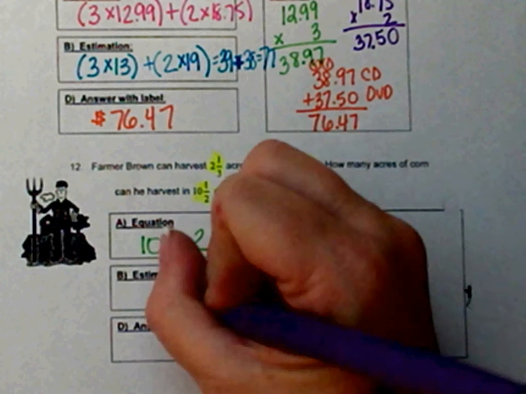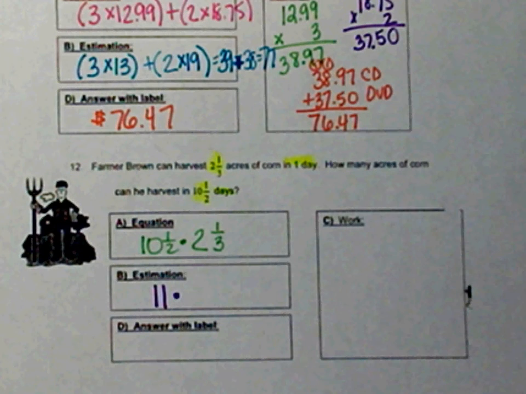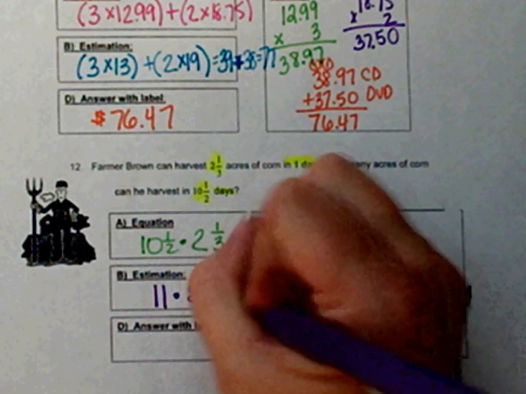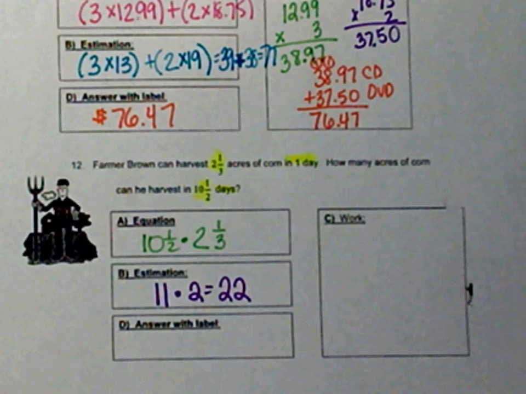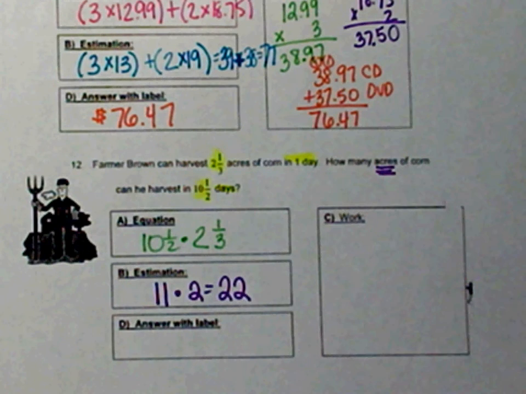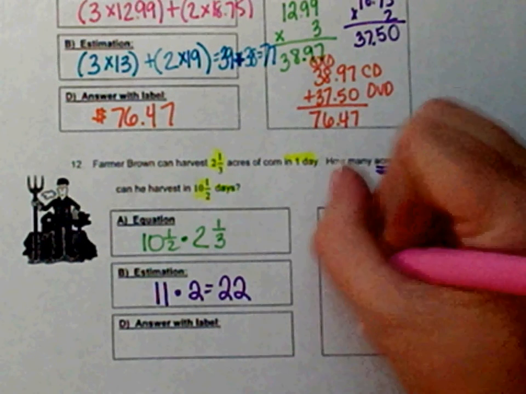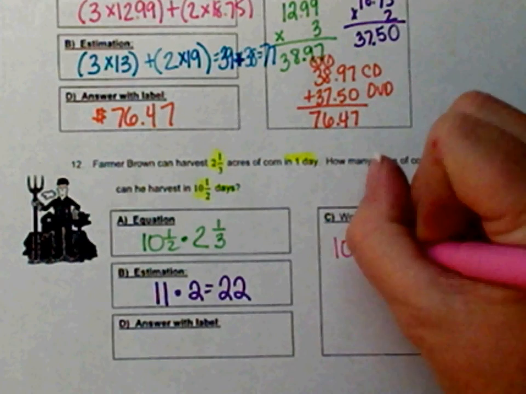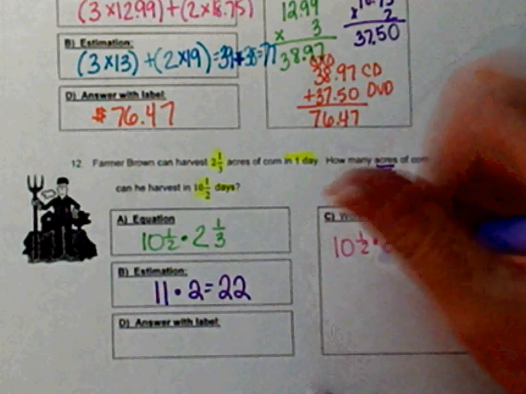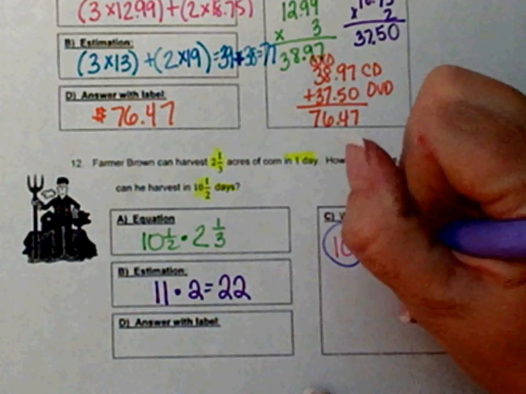Okay, last one, number 12. Farmer Brown can harvest 2 1/3 acres of corn in one day. That just means like to cut. How many acres of corn can he harvest in 10 1/2 days? So I've got 2 1/3 in one day. How much can he harvest in 10 1/2 days? Okay, so he can do 2 1/3 in one day. So that means he's going to do another 2 1/3 in the second day. I'm trying to get 10 1/2 days. So that's a multiplication problem.